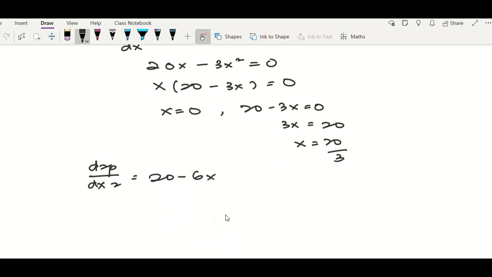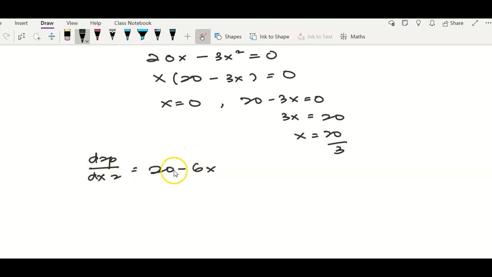When x equals 0, you can just calculate without writing it out. You substitute x equals 0 inside. This will be 20 minus 0, which is of course positive. So when the d2P/dx2 is positive, it means that P will be minimum.